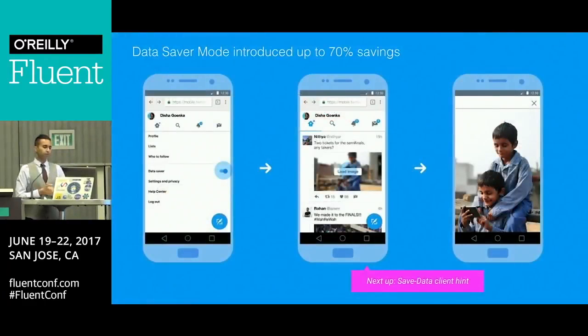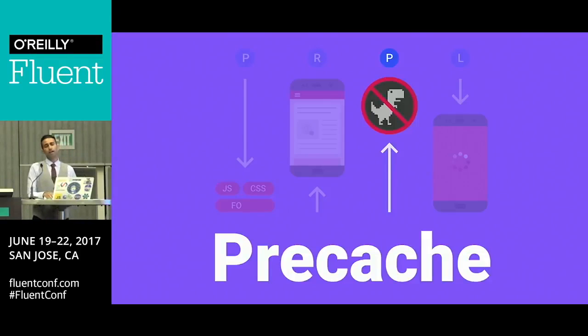Something I was impressed about with the Twitter Lite experience was that they also introduced a data saver mode where they blur out images and videos so that we don't actually load them until you, the user, say, well, I actually really want to look at this media. If you tap on it, it's going to go and make that request. But otherwise, by default, not including all of those requests in your overall waterfall, they're able to see up to a 70% improvement in their load times using this technique. Next up, we have precache.